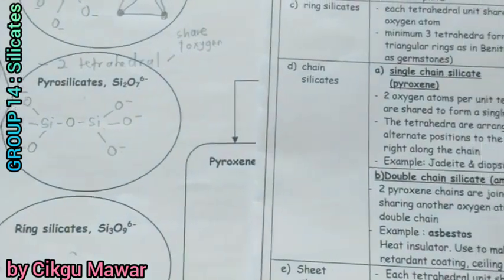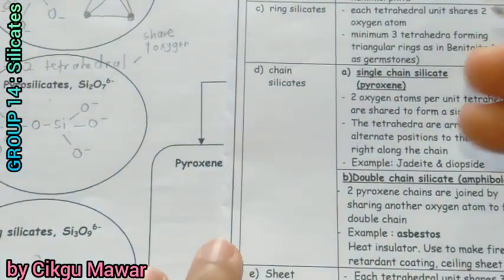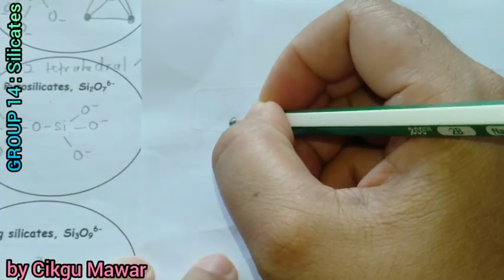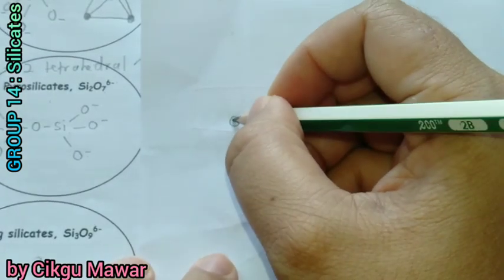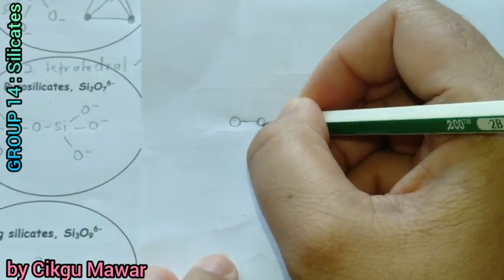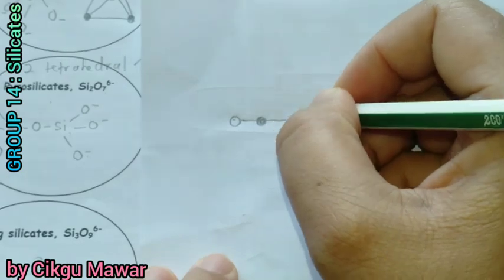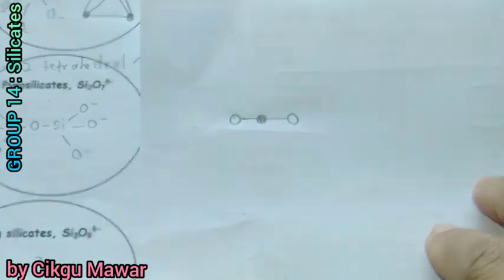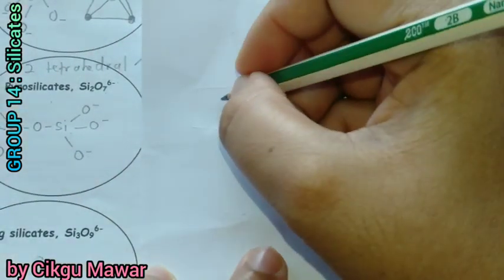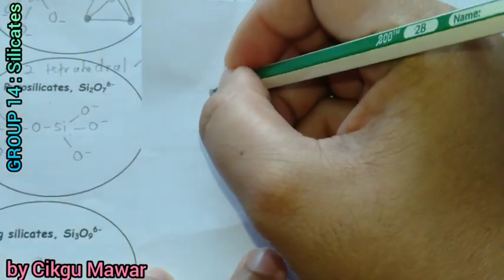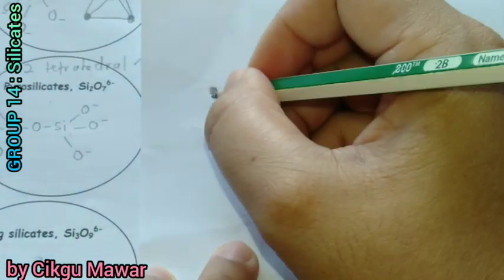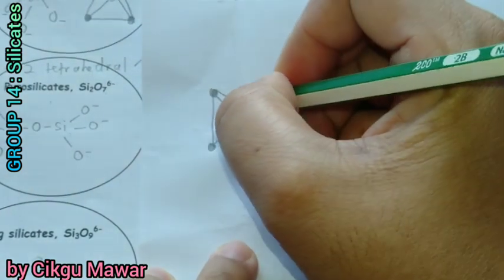Let's draw the 2D structure. So you have Si here, this is Si here, and that is bonded with oxygen, which is shared with another silicon here. And then it is bonded with another O, another O here. So you form the 2D diagram.